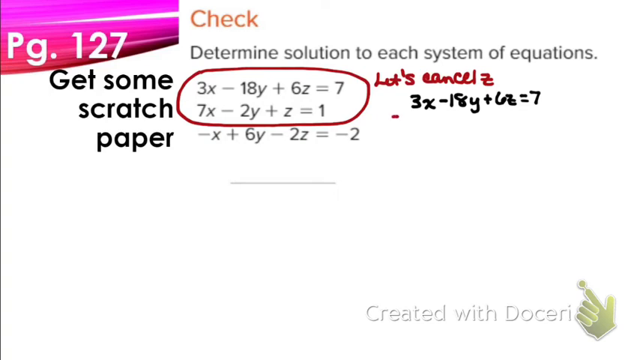We're multiplying by negative 6. Negative 42x plus 12y minus 6z equals negative 6. Let's add those together now. My z's cancel. How many x's do we have? What do I get when I combine my x's?